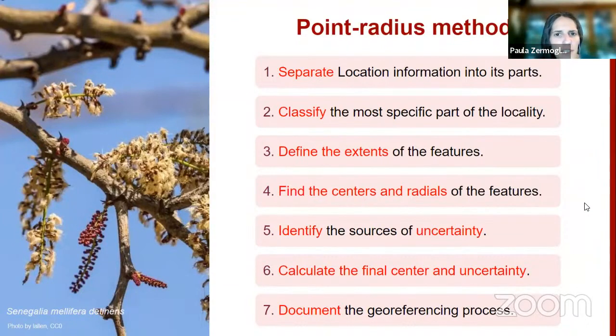Does anyone have any question about these different steps, or why they are ordered this way?